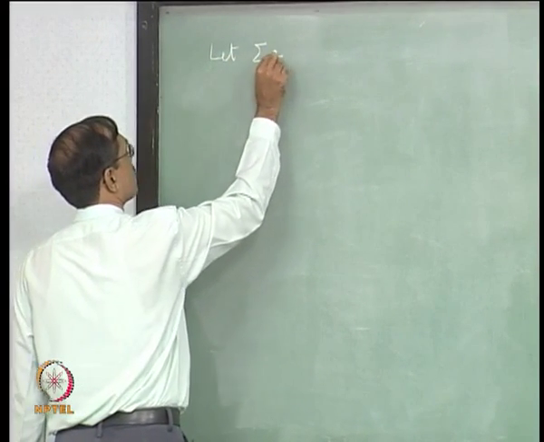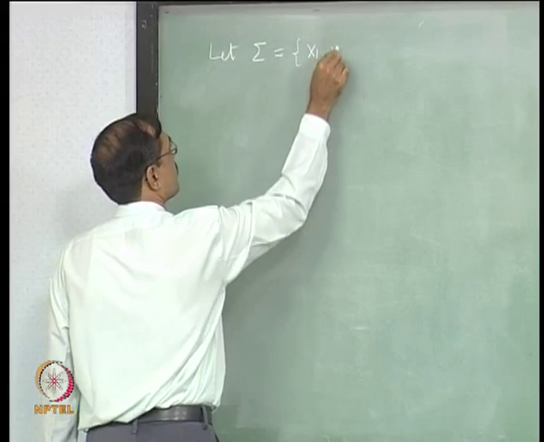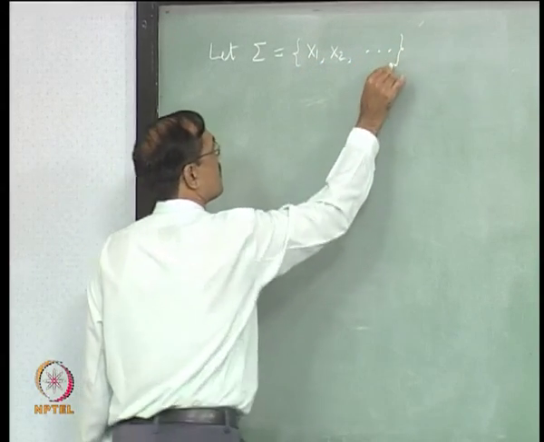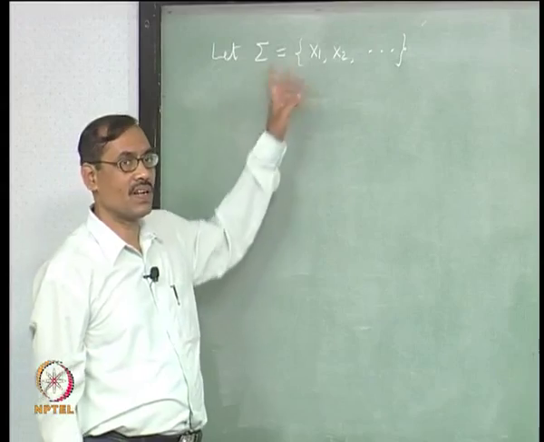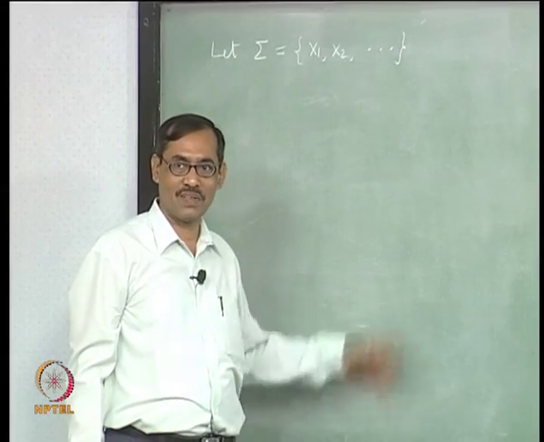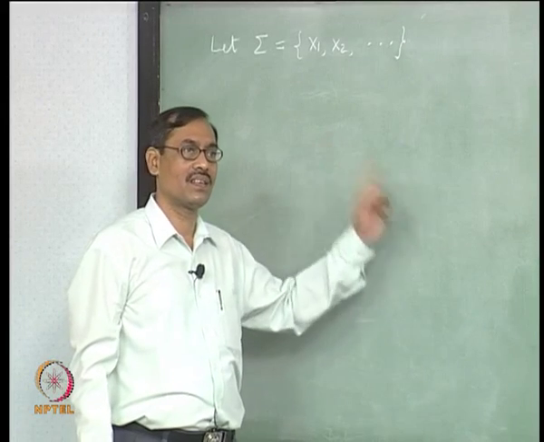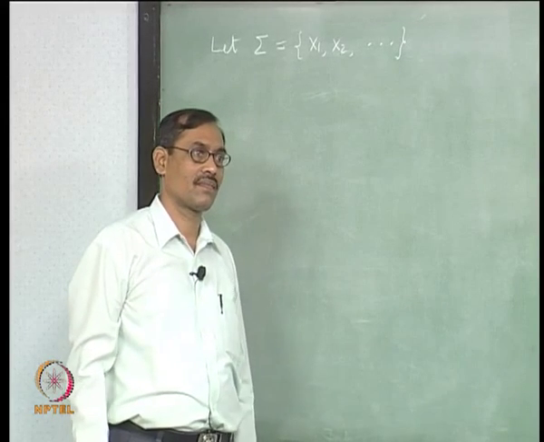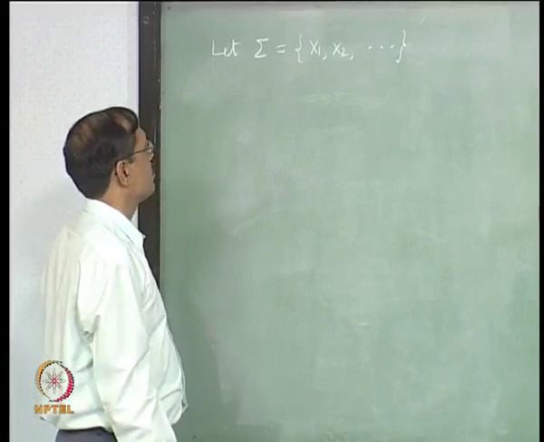So let us write sigma equal to x1, x2 and so on. So we are thinking of this as an ordered set now. The way it has been written, that is its ordering, right. x1 is the first one, x2 is the second one, x3 is the third one and so on. Okay. So now what do we do?